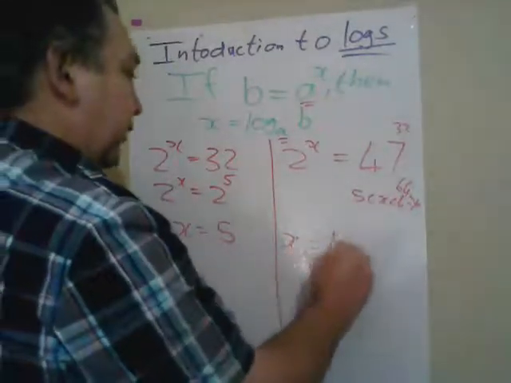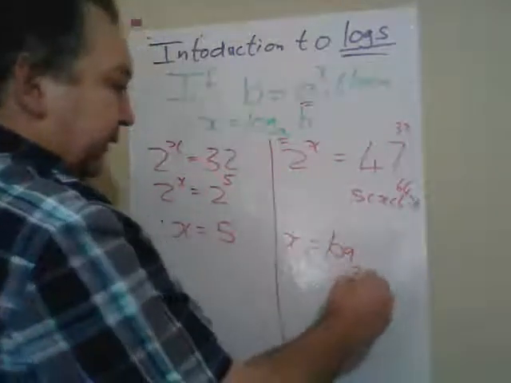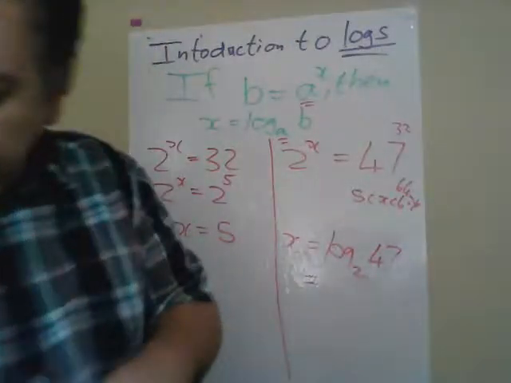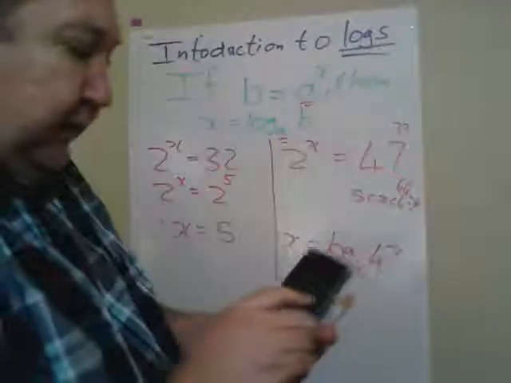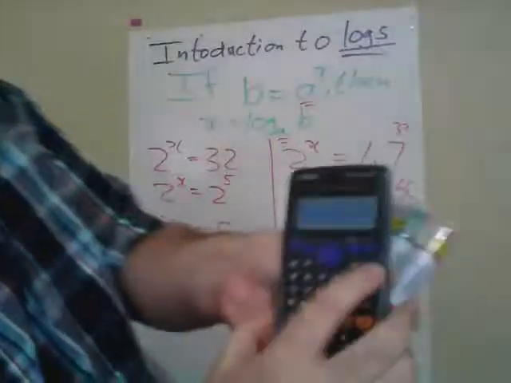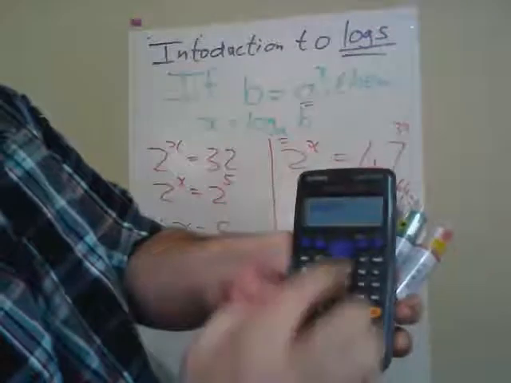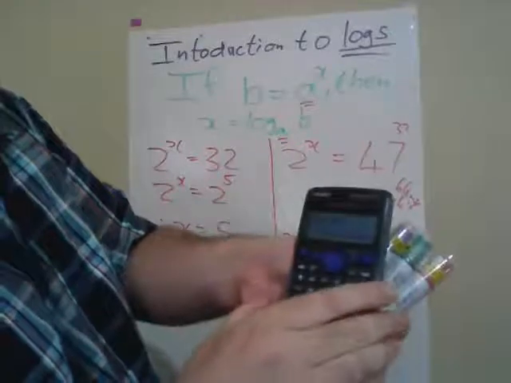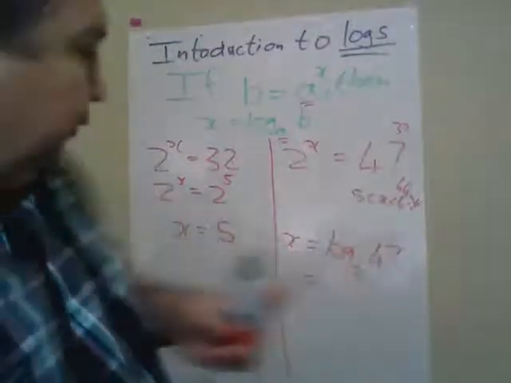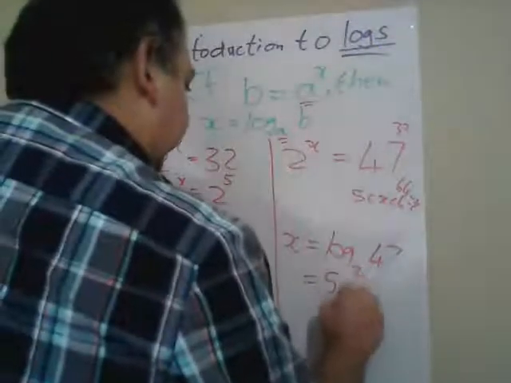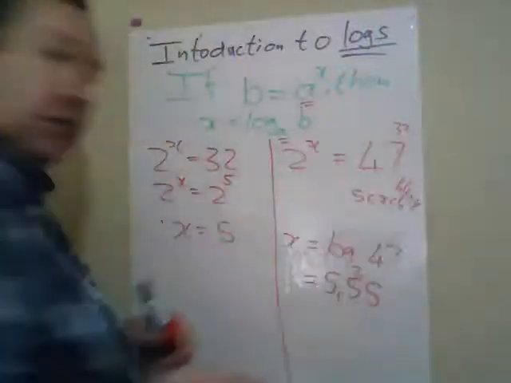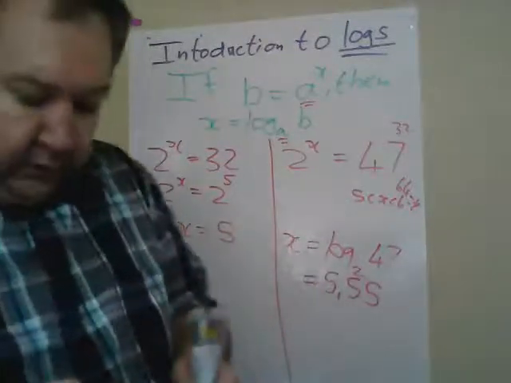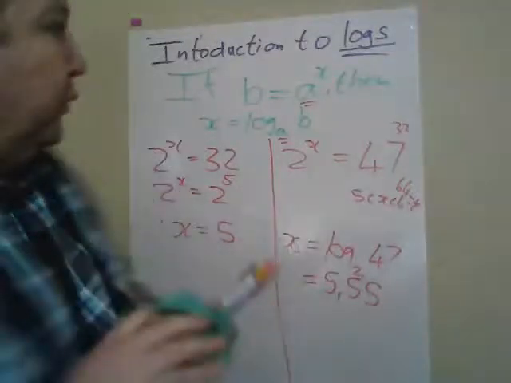x is log base 2, the base is at the bottom, of 47. And this is a new calculation on the calculator. I'm going to show it up close. You'll say log base 2, press right, of 47 is equal to 5.5545, and we'll round to 5.55. Okay. So now we're going to do a practical example or two.